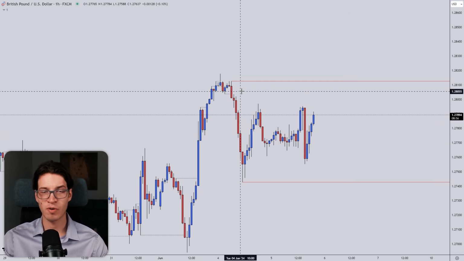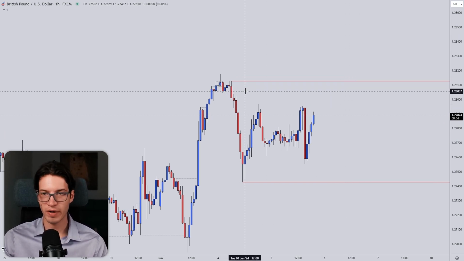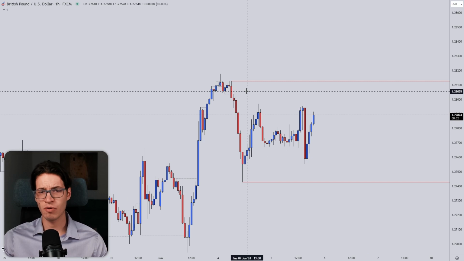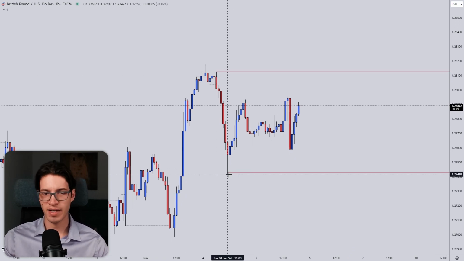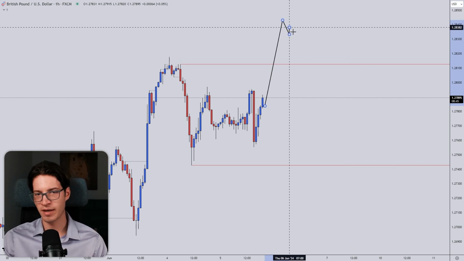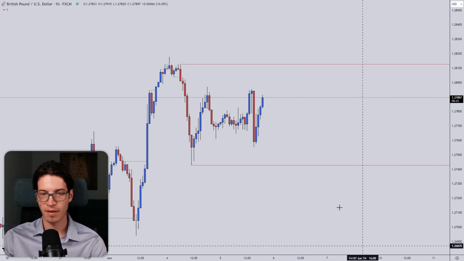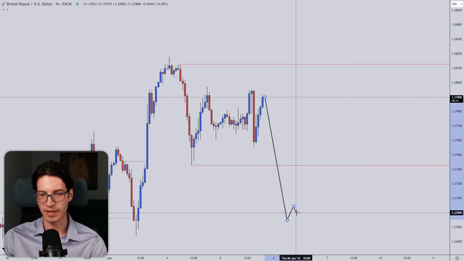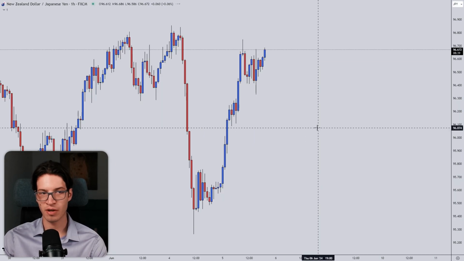So I'm just waiting. I'm only trading the trending entries. So I'm just waiting for the break of the most recent high or the most recent low. Simply looking for a large impulse up or a large impulse down like this. And that's it for the pound and the US dollar.